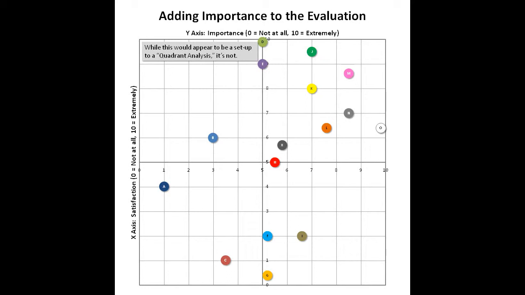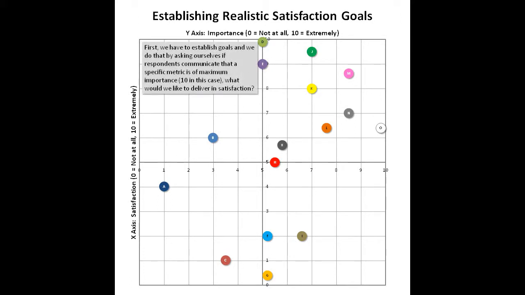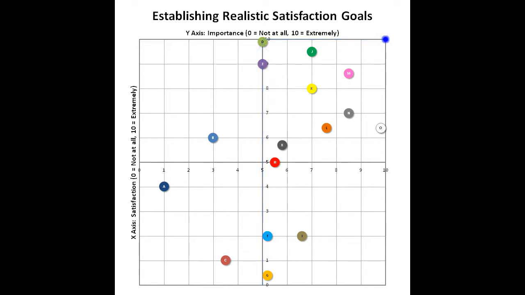And I know what a lot of you are thinking is that this is going to be a quadrant analysis. That's not going to be the case. So let's establish some satisfaction goals. So we first have to ask ourselves, if something is of the highest importance in measurement, what do we want to deliver in satisfaction? In this instance, we're talking about a 10 on a scale of 0 to 10. It's easy, right? Well, we want to give a 10 in satisfaction if it's that important to someone. So that's one end of our goal line.